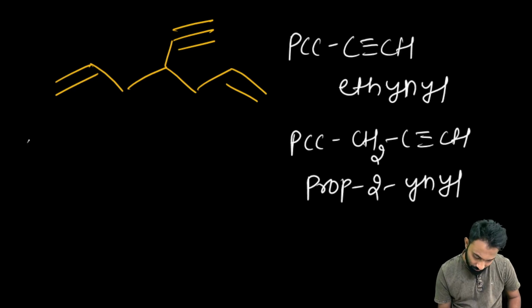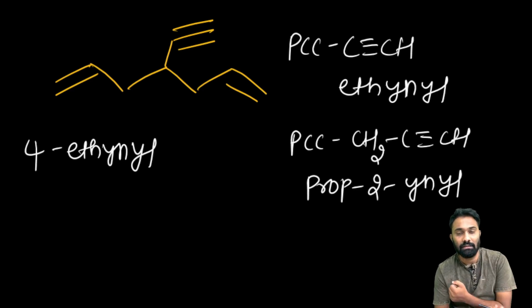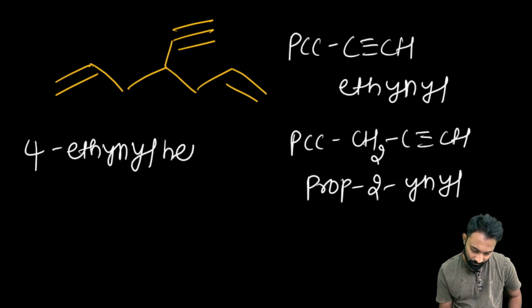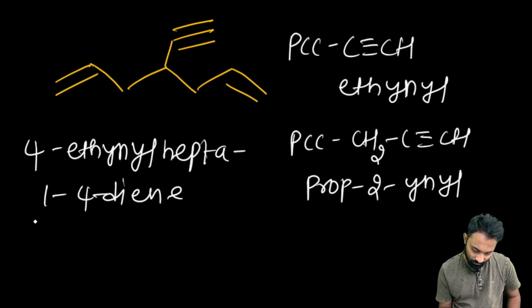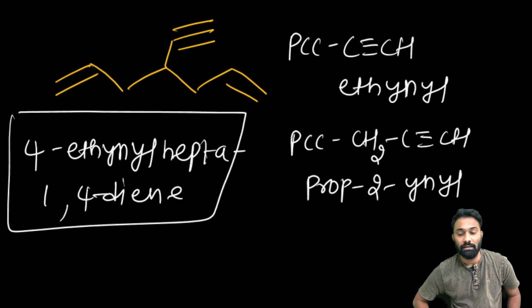The name of this compound will be 4-ethynylhepta-1,4-diene. 1,4-diene is the compound name. Done.